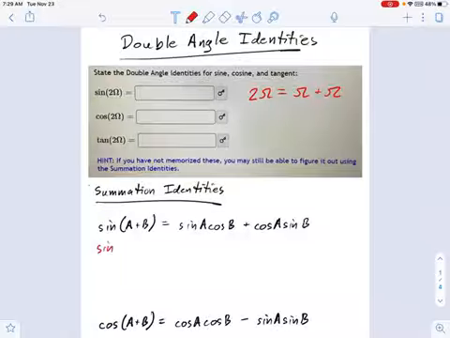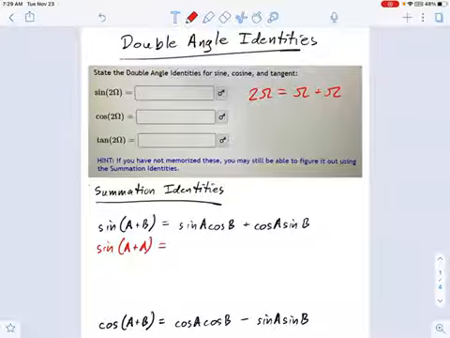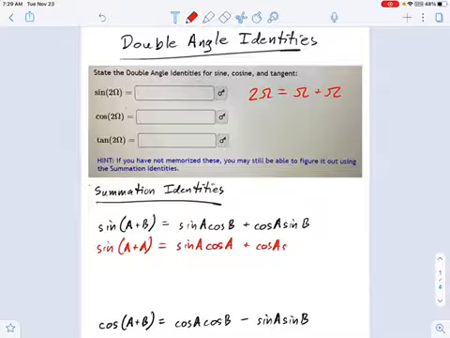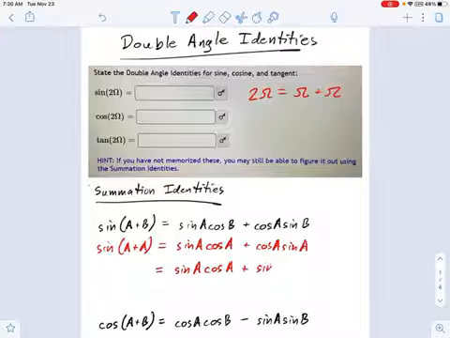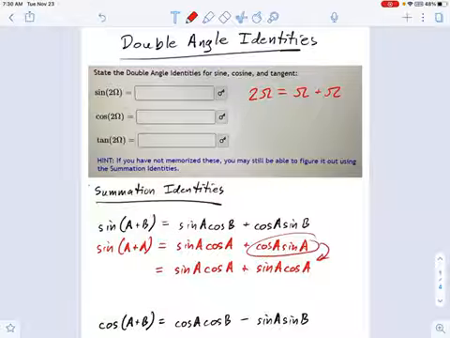Okay, so I'm going to say sine of a plus a, right? And now we plug in a everywhere we see a b in this thing. So that's going to be sine a cos a plus cos a sine a. And now I just want to point out that sine times cos is the same as cos times sine, right? There's a commutative property of multiplication, which means we can rewrite this as sine a cos a plus sine a cos a, right? See what I just did right there?